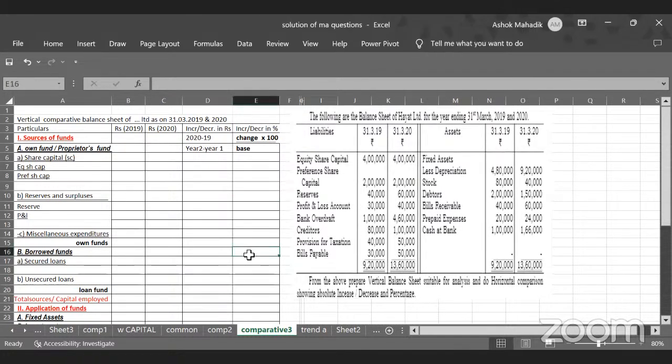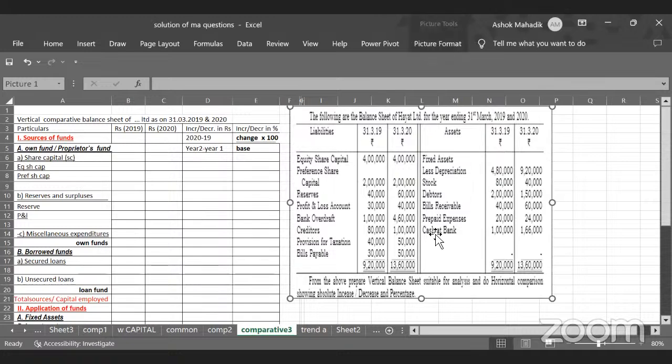Now, this is the question given to you. The following are the balance sheets of Nayat Limited for the year ending 31st March 2019 and 2020. Two years of information is given. Whenever it's comparative, they will provide 2 years data, not 1 year, not 3 years. I'll teach you how to make a comparative balance sheet from this.